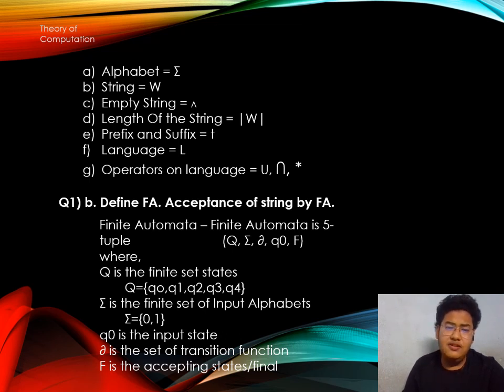The second question says that we have to define finite automata and its acceptance of a string by finite automata. So finite automata is nothing but a five tuple. Let's discuss the five tuples one by one, where Q is the finite set of states, as you can see on the screen, Q0, Q1, Q2, Q3 and Q4. Sigma is the finite set of input alphabets. Q0 is the initial state and delta is the set of transition functions, which means moving from one state to another is known as the transition of states, and F is the set of final states.